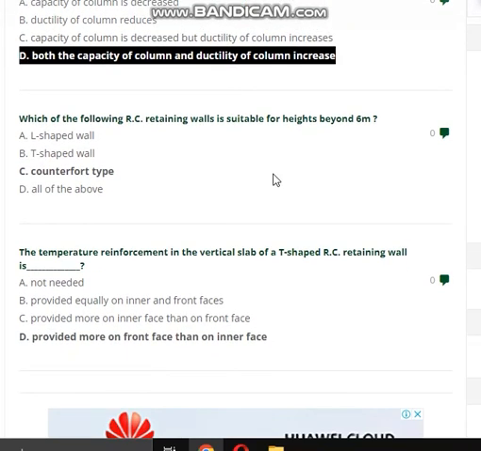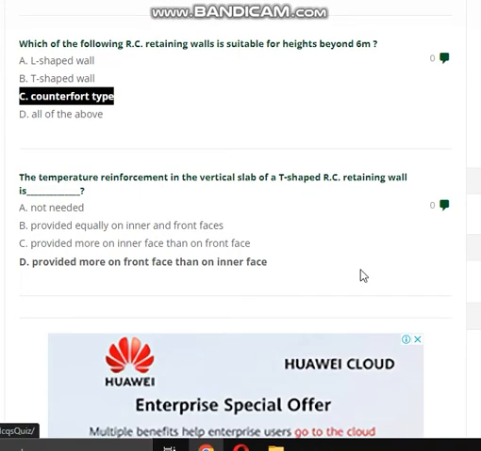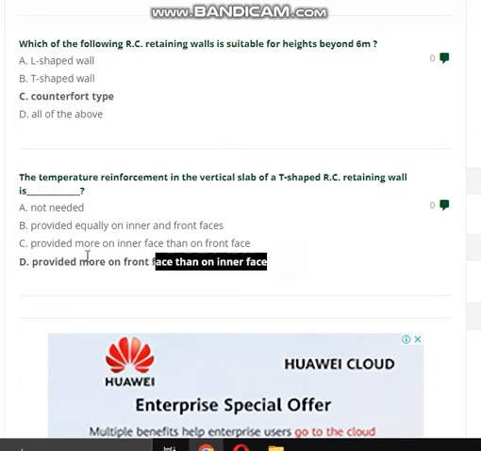Which of the following RC retaining walls is suitable for height beyond 6 meters? Counterfort type. The temperature reinforcement in the vertical slab of a T-shaped RC retaining wall is provided more on front face than on inner face.